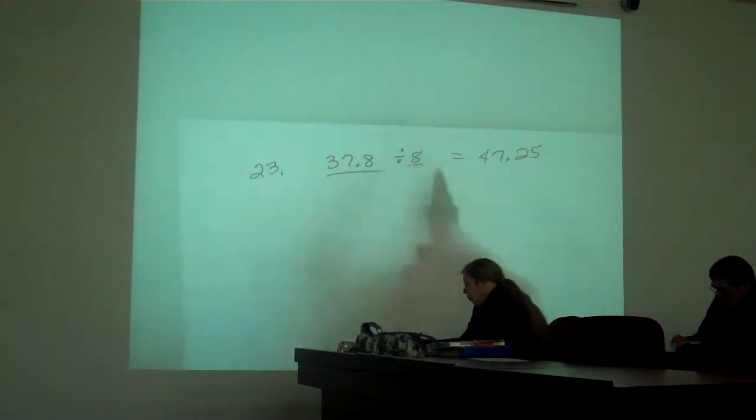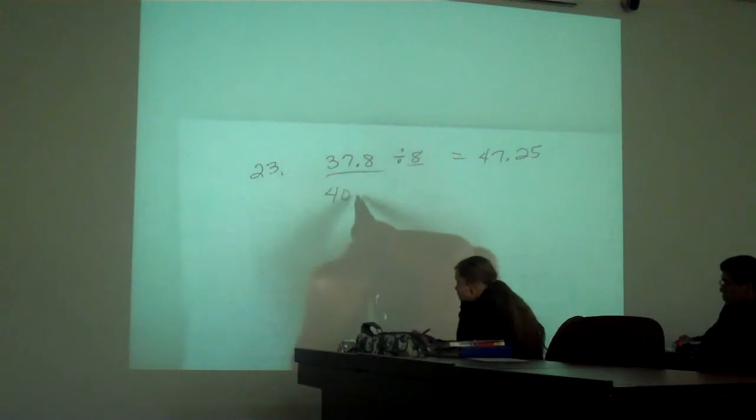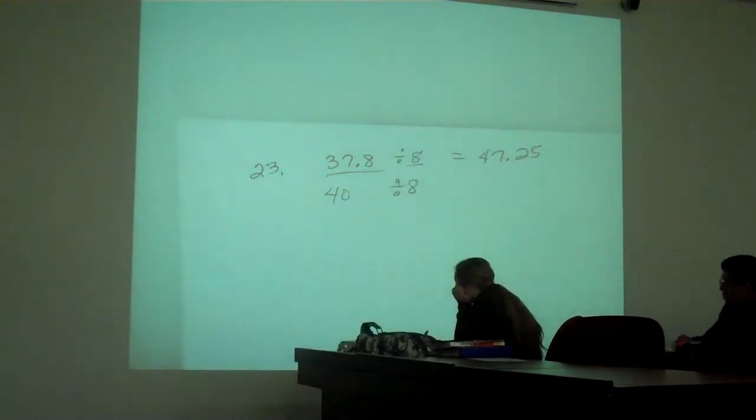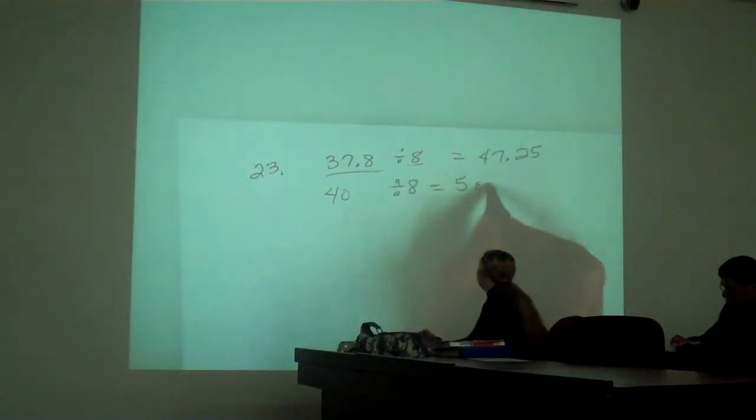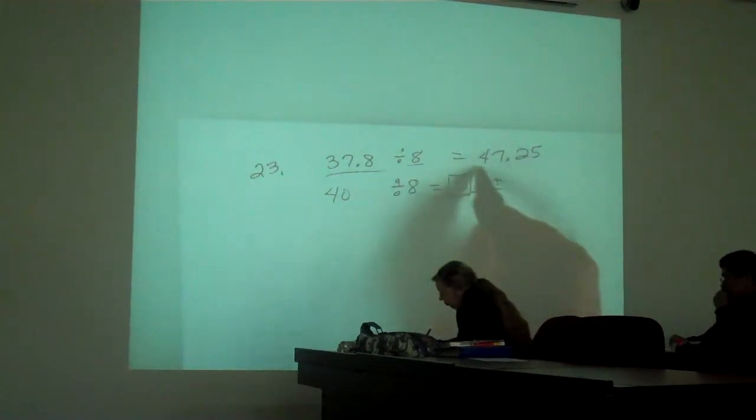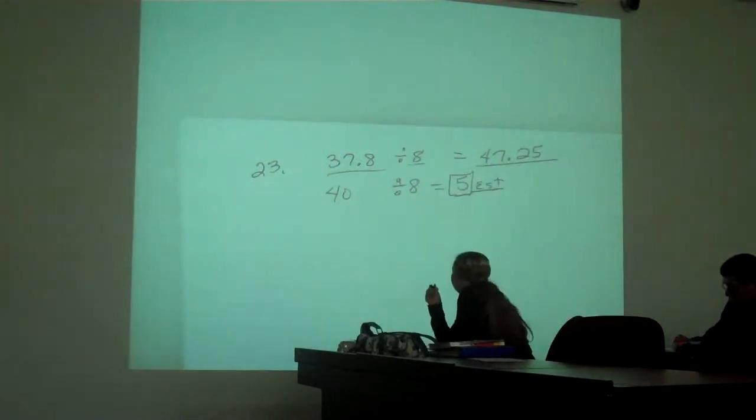Okay, so this would be about 38. That doesn't divide evenly by 8, does it? Let's round it where it comes out even. Let's say this is about 40. That divides by 8 evenly. What is 40 divided by 8? 40 divided by 8 is 5. This is our estimate. Is 5 anywhere close to 47? No. The answer is probably 4.725, because that's closer to 5.